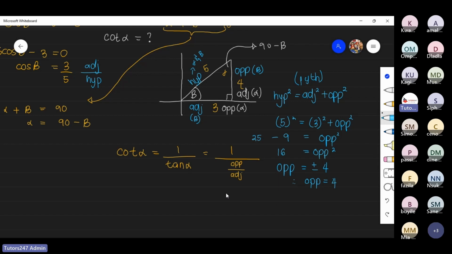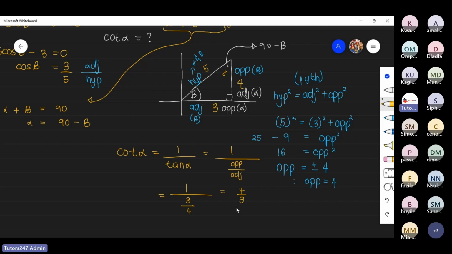Now let's substitute. So from here we can substitute 1 over. Now opposite, our opposite is the white one, the white handwriting. Keep that in mind because we are using alpha as a reference point. So our white handwriting opposite is 3 over our adjacent. Once again, look at the white handwriting because we are using alpha as the reference point. Our adjacent is going to be 4. Now, if you put this into your calculator, you'll end up with the value of 4 over 3.